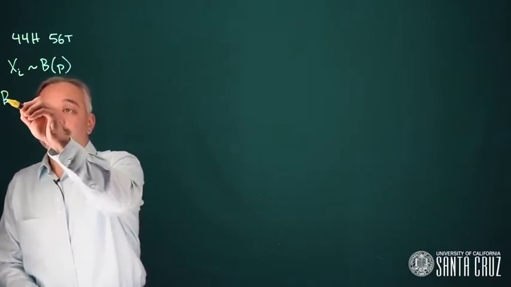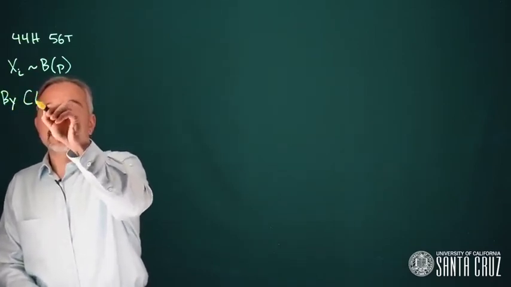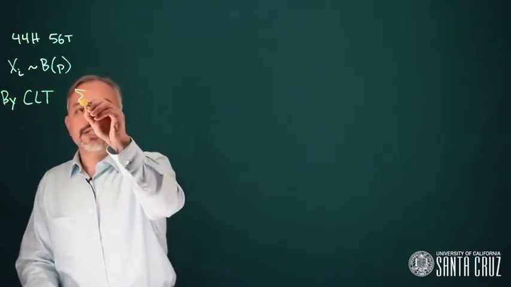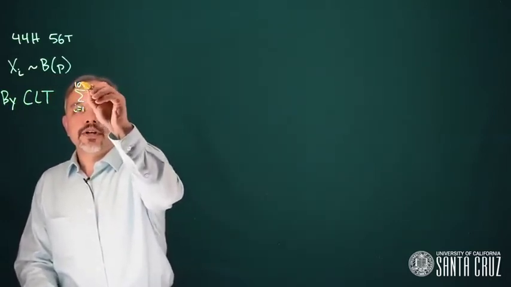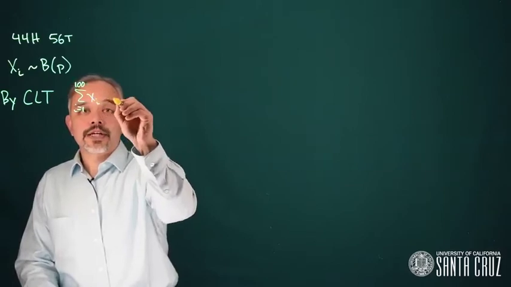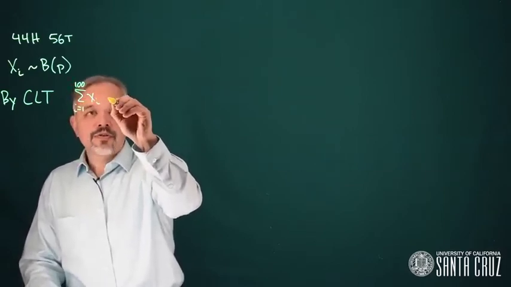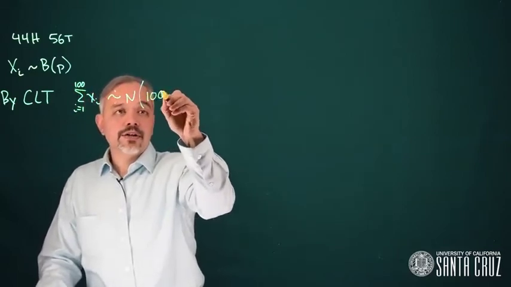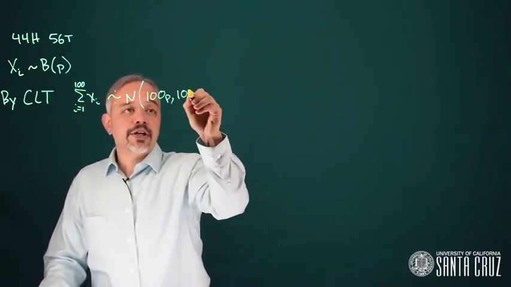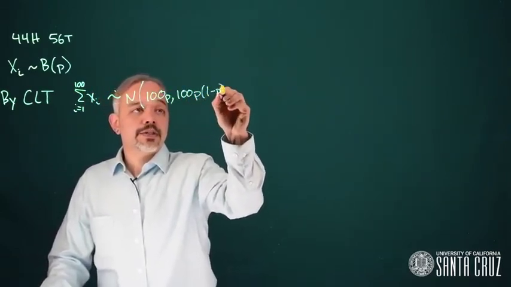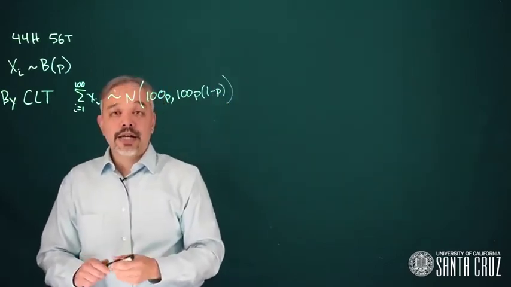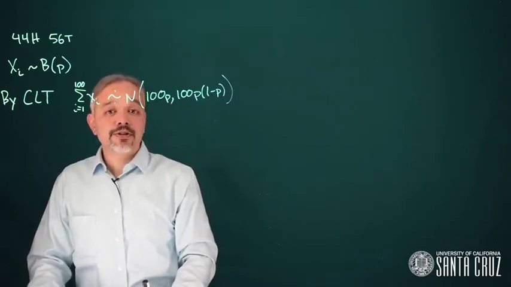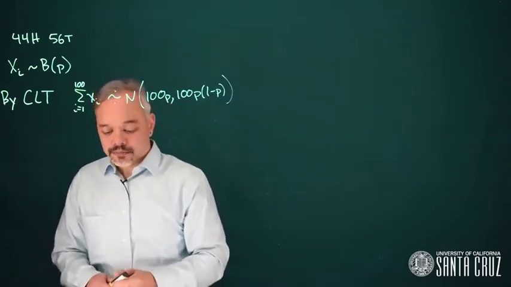We can start down the mathematical approach by applying the central limit theorem. The central limit theorem says that the sum of the 100 flips, sum of the x sub i's, will follow approximately a normal distribution with mean 100 times p and variance 100 times p times 1 minus p. Here I'm writing the squiggle with the dot above and below to mean approximately follows the distribution.